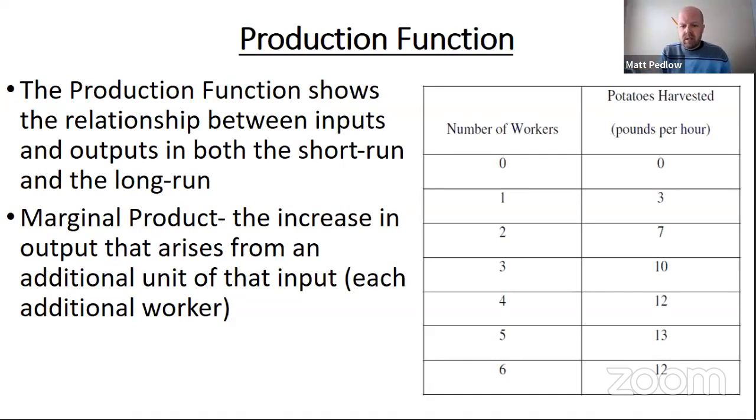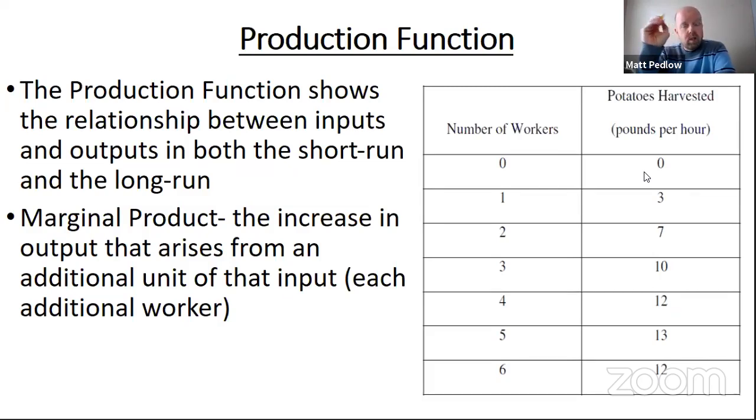So here, I just took the number of workers and potatoes, okay? This is an old question here. So the first worker, right? And obviously if you don't have any workers, there is no product. There's no workers to make it. You hire a worker, they harvest 3 potatoes.